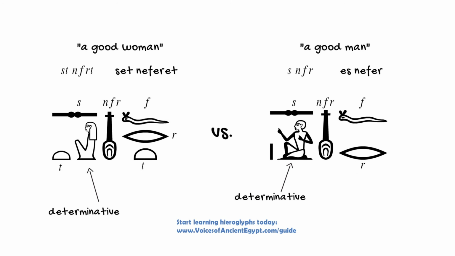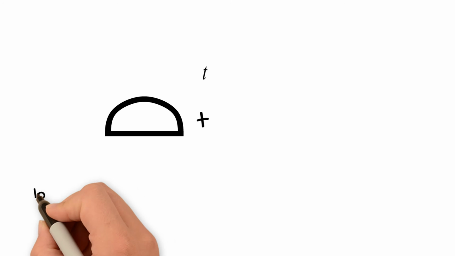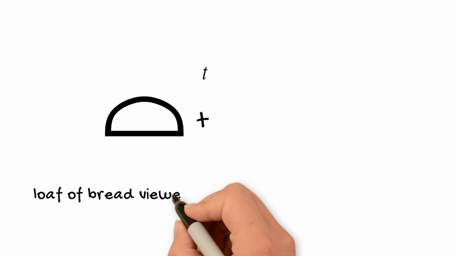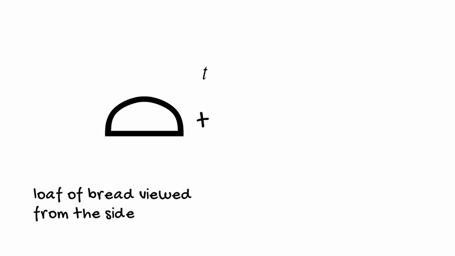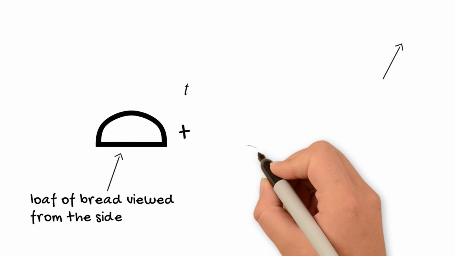So another way that T is used is in the word for bread. The word for bread just has the sound of a T in it. Now, of course, this doesn't mean that it didn't have any vowels in it. We just don't know all of the vowels for words because Egyptian writing does not include the vowels. And if you want to know more about that, I'll link a video up above about the basics of hieroglyphs and how that works.